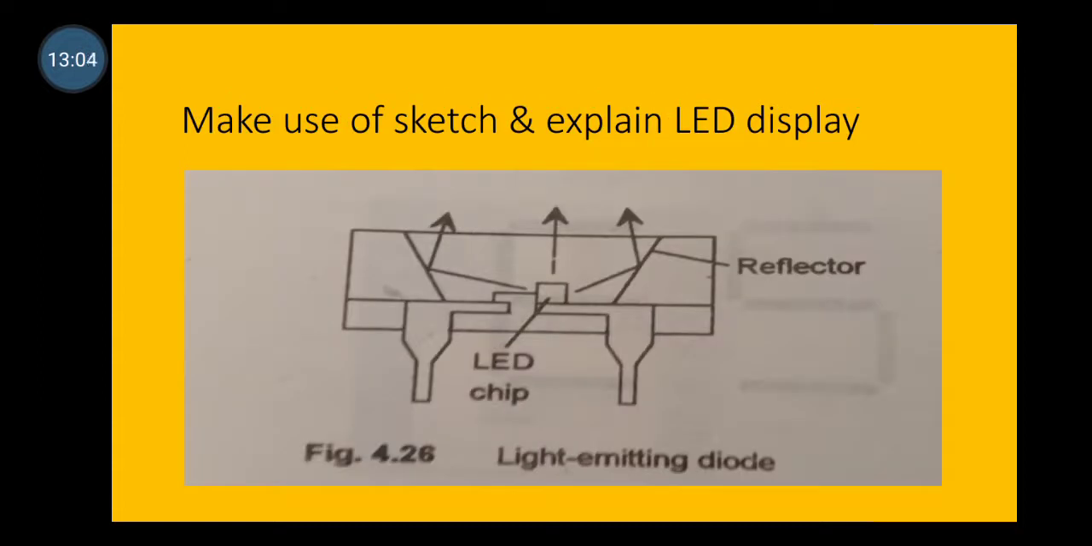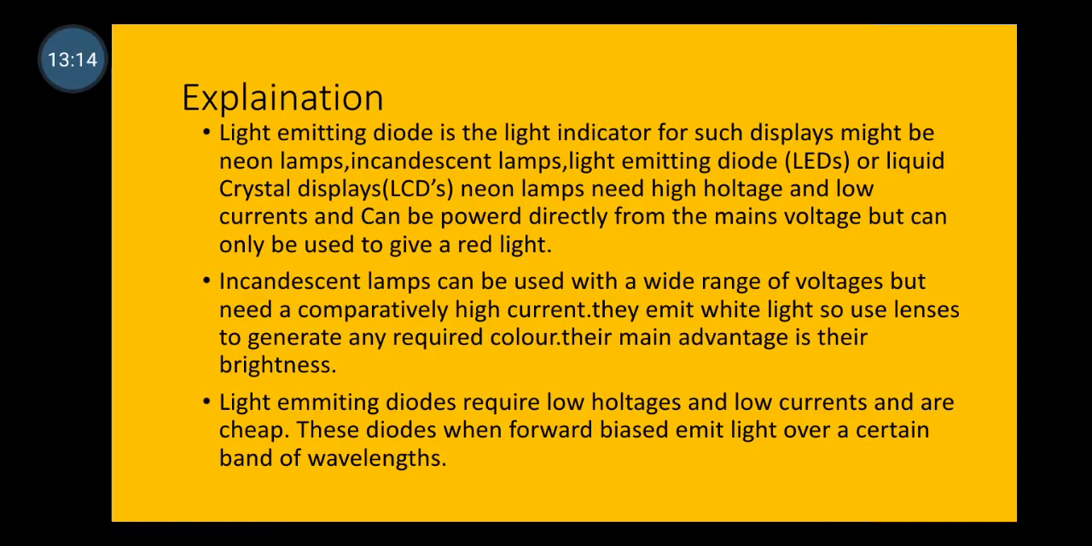Next one, make use of a sketch to explain LED displays. The main components are the LED chip and reflector. A light emitting diode is a light indicator. So, such displays might use neon lamps, incandescent lamps, light emitting diodes, or liquid crystal displays, LCDs.